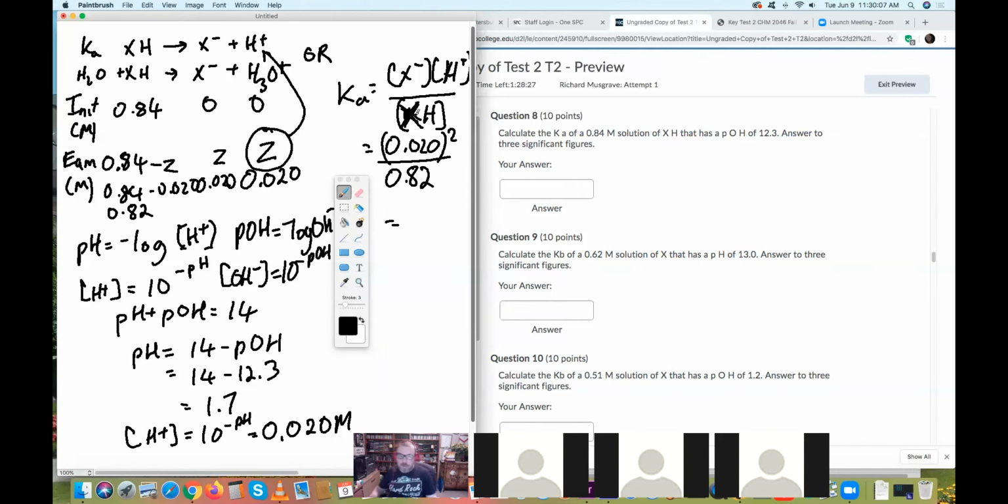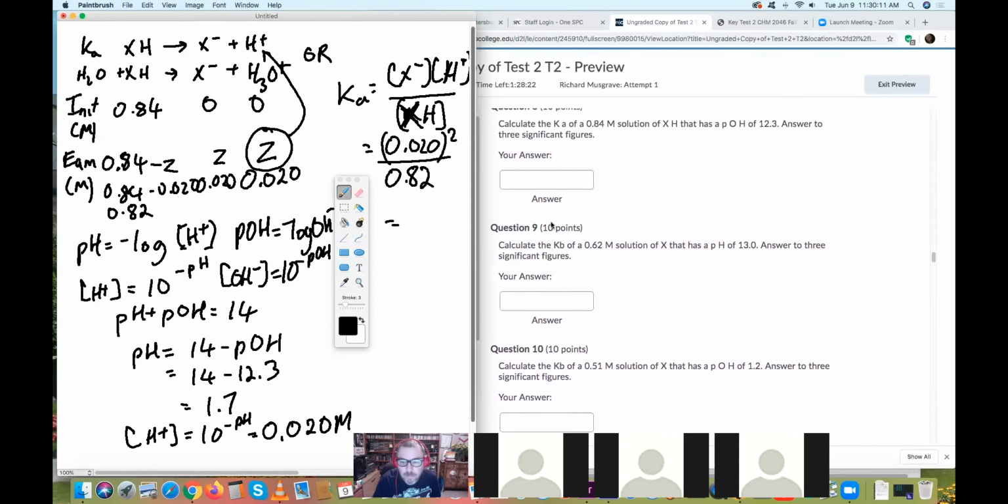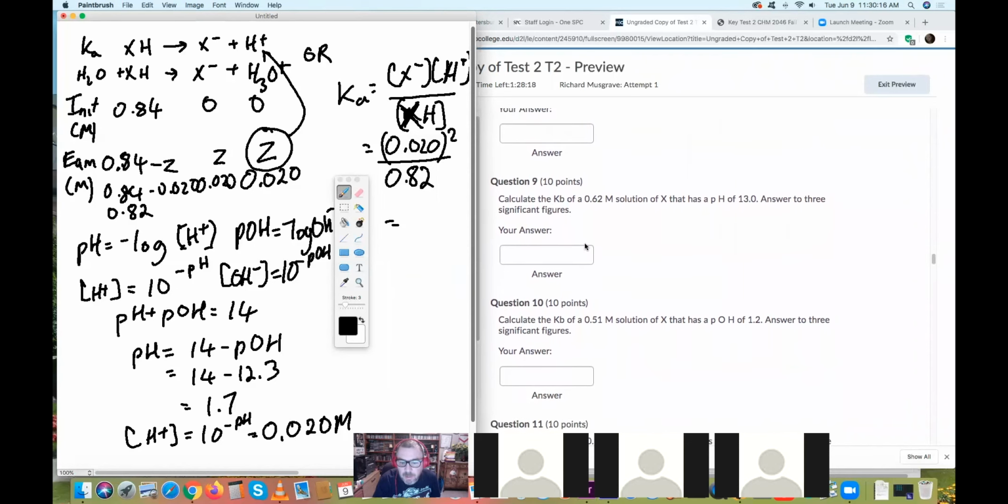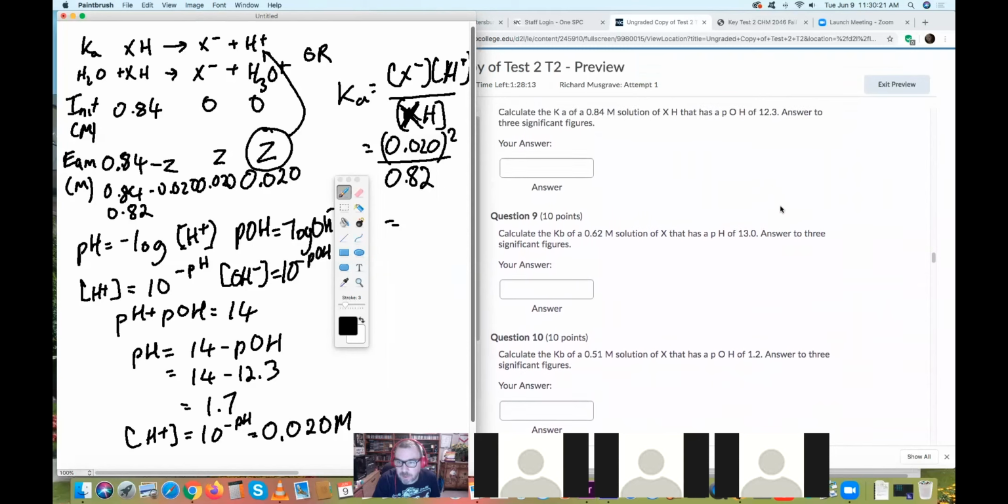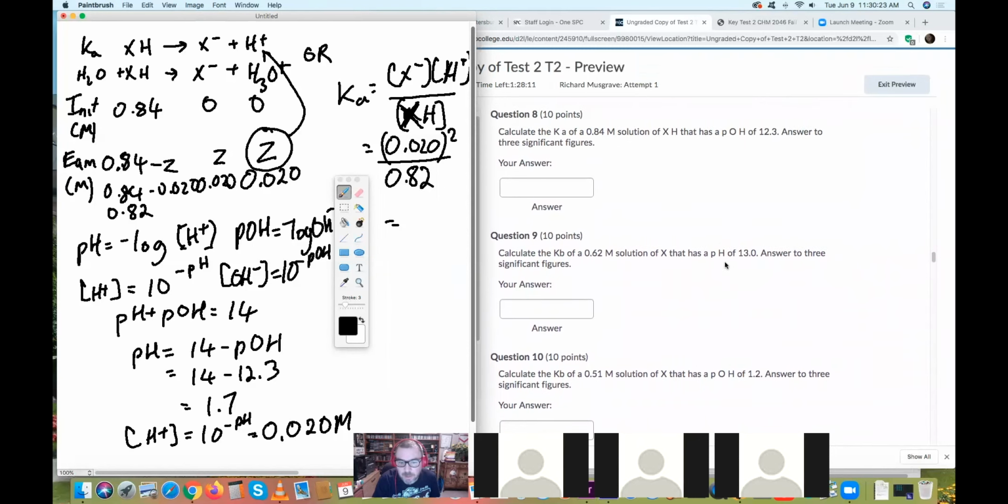Now you'll notice that if we've got Ka, we've got Kb, and we've got these different combinations of POH and pH. So let's look at the next one. And you'll see sometimes we have to do this subtraction and sometimes we don't. I will give you a general rule in a second.